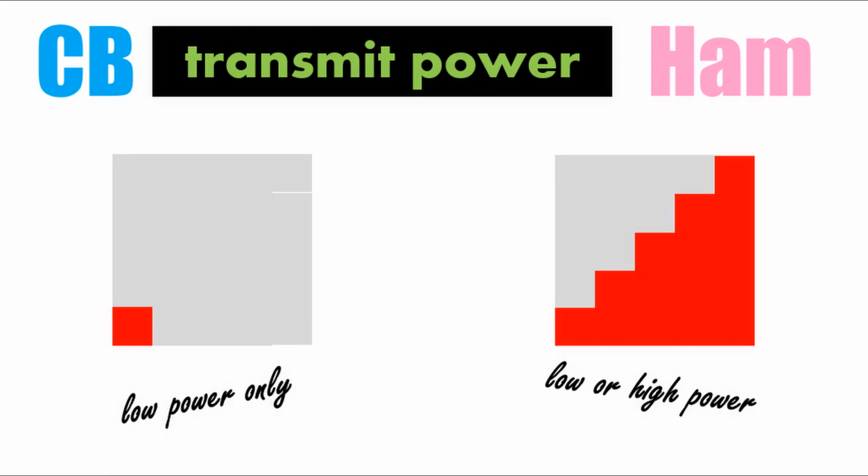And finally, with CB, you're restricted to a low transmitter power, which normally restricts your transmit range, a point I mentioned before. Whereas with amateur radio, you can use much higher transmitter powers with more reliable, longer distance communications.